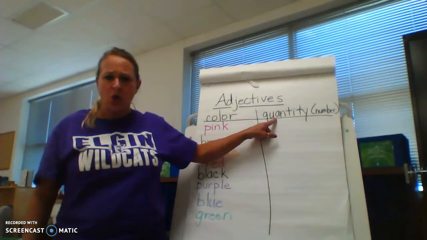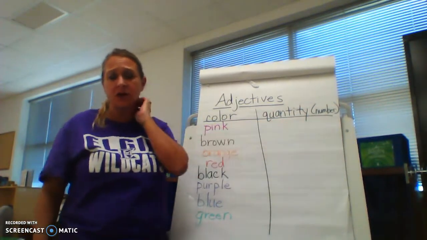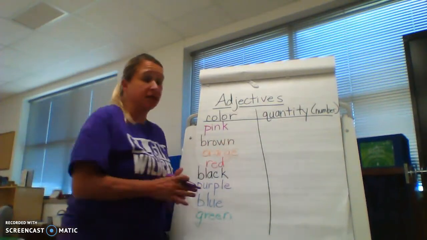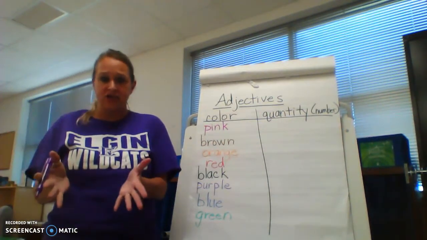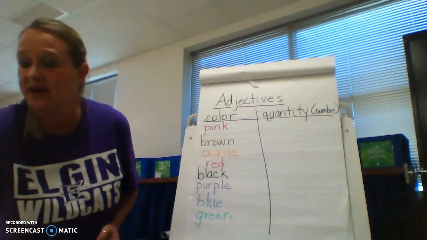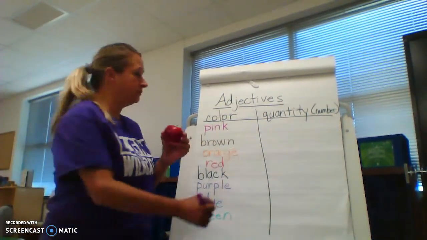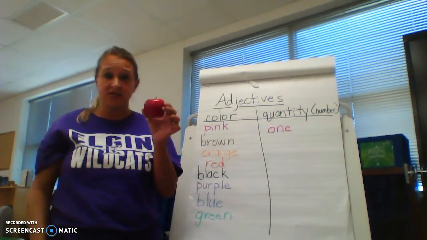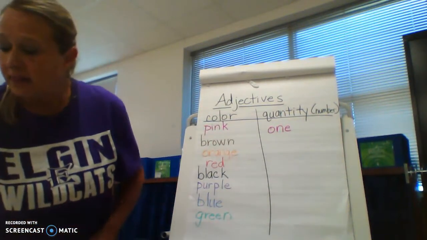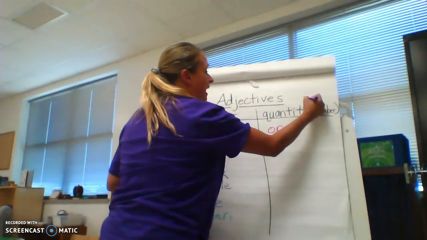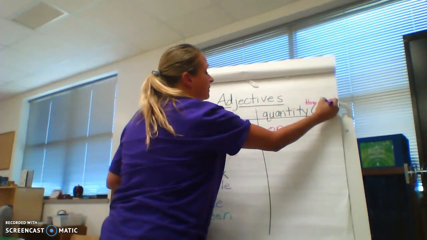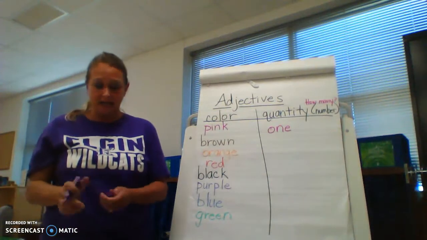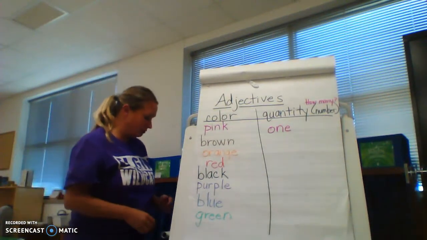Say that word, quantity. That is talking about the number or the amount of something that we have. So any number would be an adjective for quantity. So if I have 1 apple, 1 is an adjective that describes how many. That would be a better way to remember that. How many. But it doesn't have to be a number. It can be a word that tells you how many.